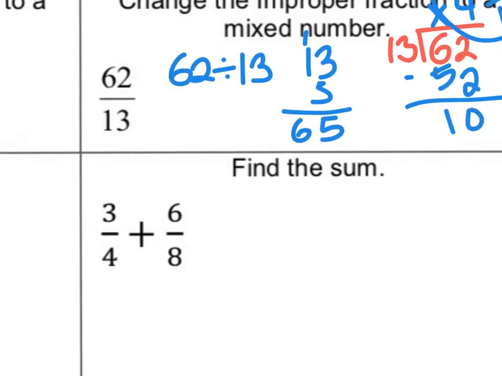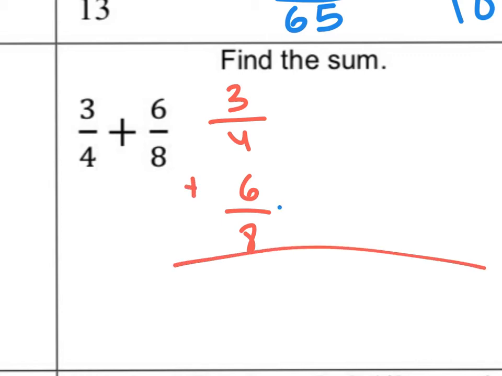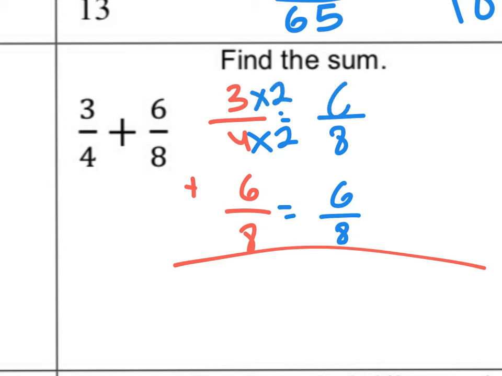For the next one, it says find the sum. All we need to do is add 3/4 and 6/8 together. Our first step is to find a common denominator. They have 8 in common. Step 2 is to write equivalent fractions. The bottom one can stay the same. The top is times 2 to make it 6 out of 8.